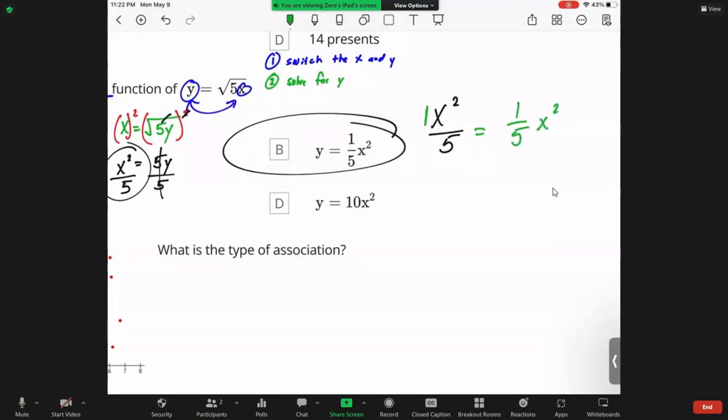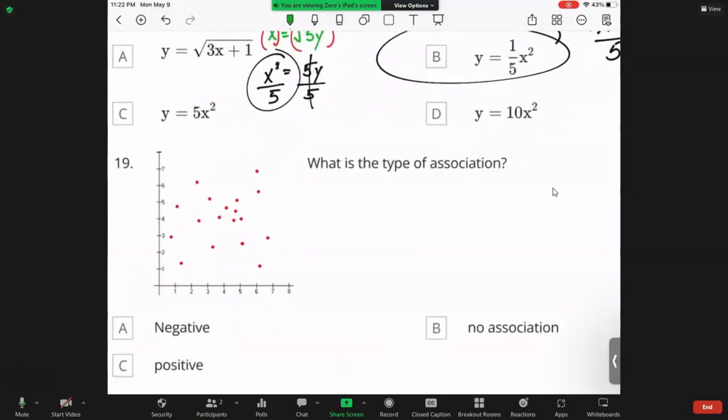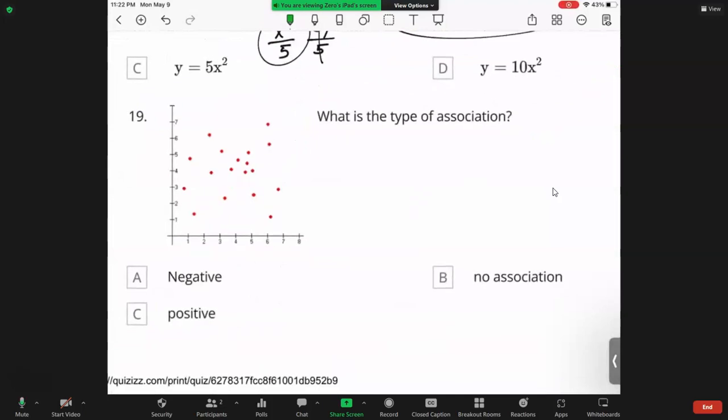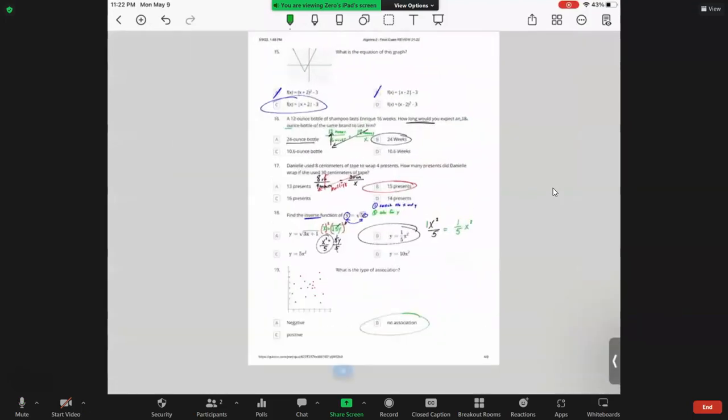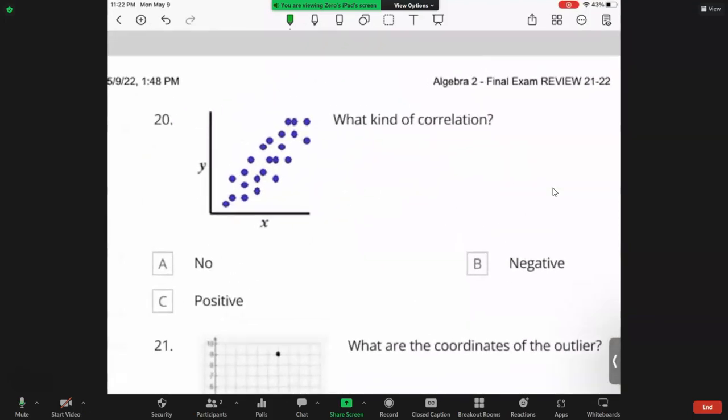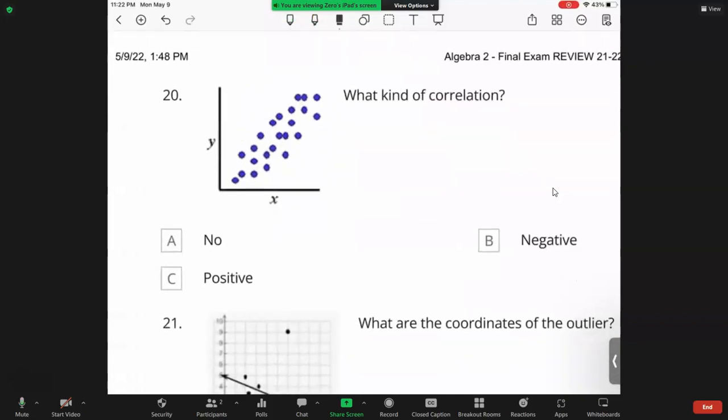Same thing. Number 19. This is not negative because it's not going down. That's not positive because the dots are not going up. That would be no association. And then number 20. All of these dots look like they are generally going up, right? So that would be a positive. So answer here is C. Or positive. That doesn't mean it's C, but it's positive.